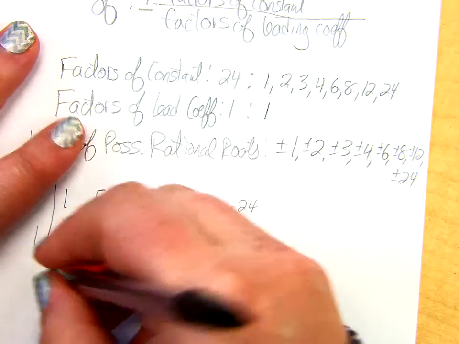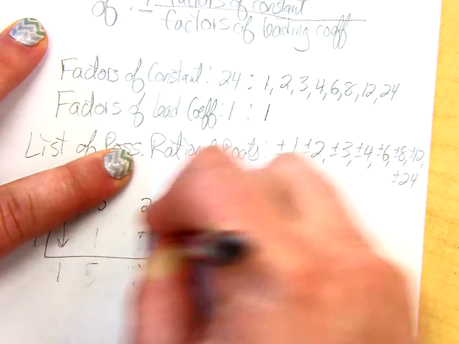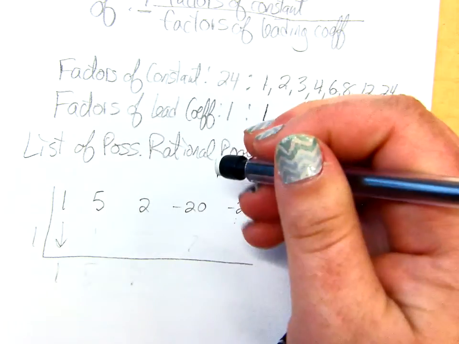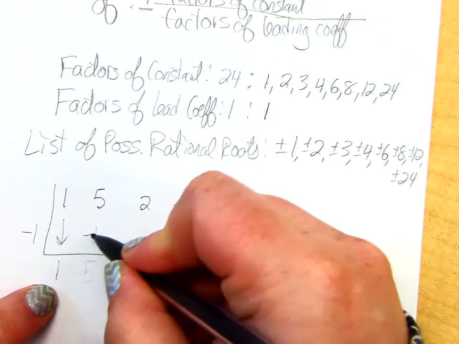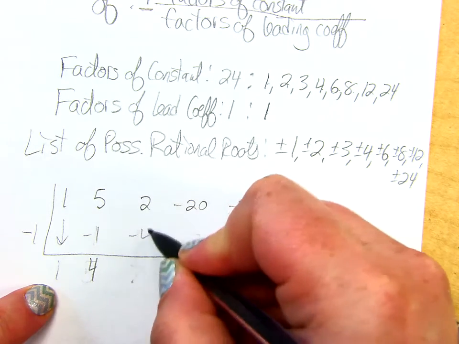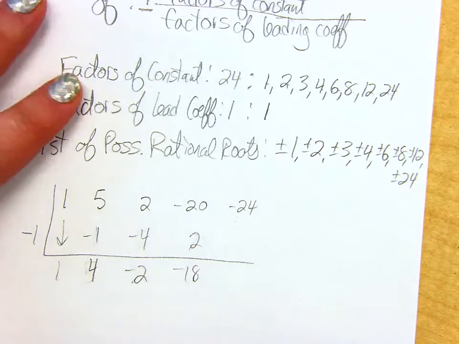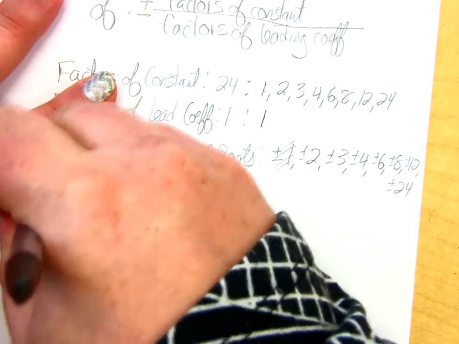Usually, it won't take you that long to find the first number that works. We hope. So, 1 did not work. Let's try negative 1. Nope. So I'm going to cross those out. Let's try 2.